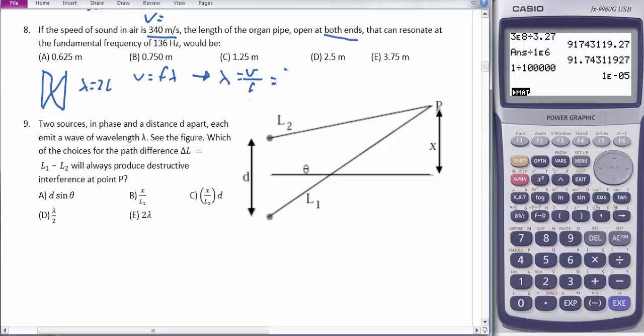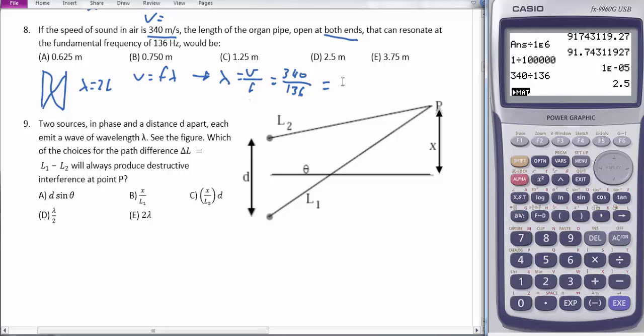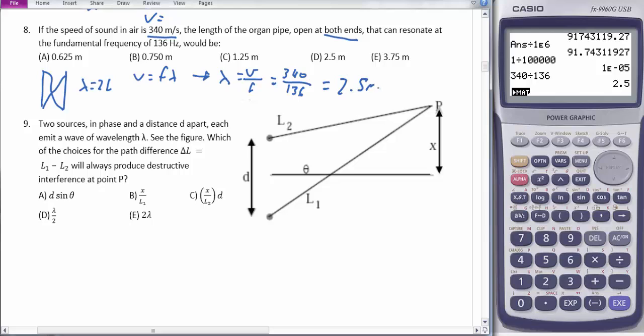I know the speed is 340. I know the frequency of the fundamental is 136 Hertz. And so I come over to my calculator and I go 340 divided by 136, and that gives me a wavelength of 2.5 meters. Now, if it has a wavelength of 2.5 meters, then L equals lambda over 2, so 2.5 meters divided by 2 gives me 1.25 meters long. So the answer must be C.